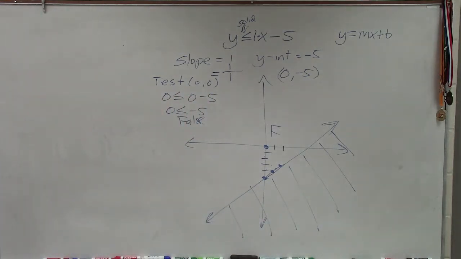So there you go, ladies and gentlemen. That is how you graph in slope-intercept form in a linear inequality.